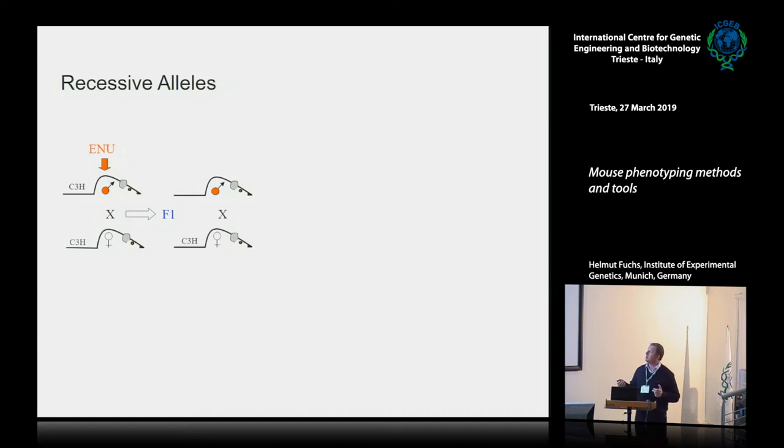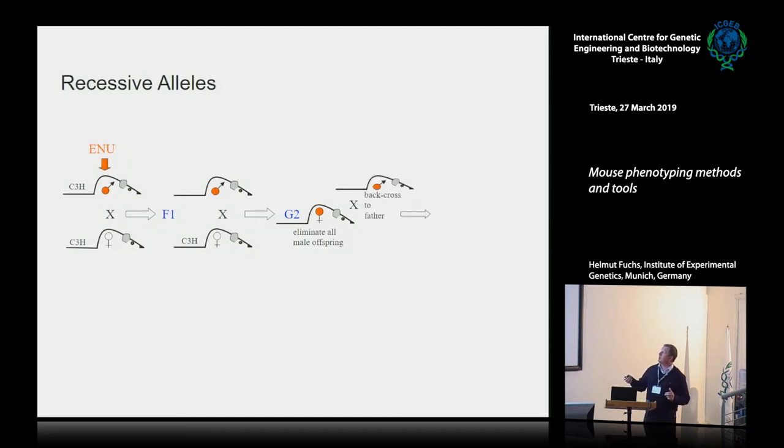We mate only the males with wild-type females, and produce a T2 generation. And this T2 generation might be a mixture of heterozygous and wild-type animals, so we have to expand this colony to produce really homozygous animals. And then, for sure, we can only continue with females, because we want to backcross these animals with their father right here.